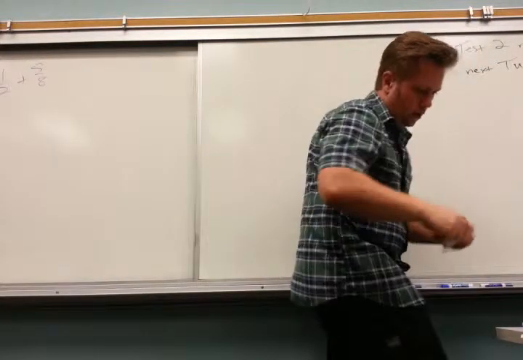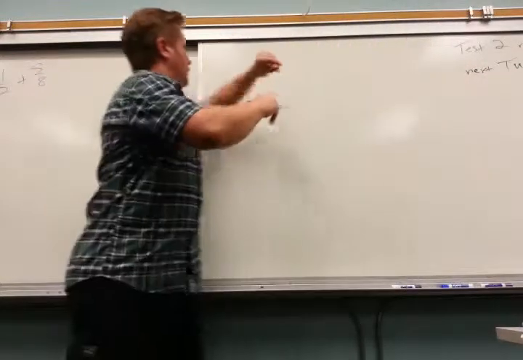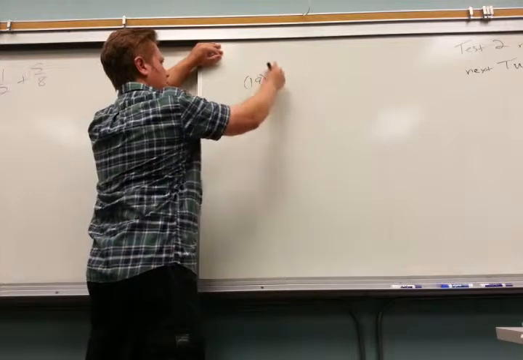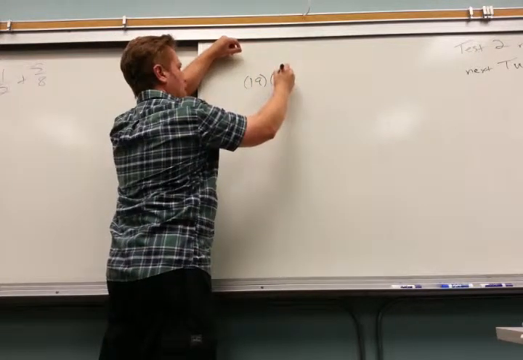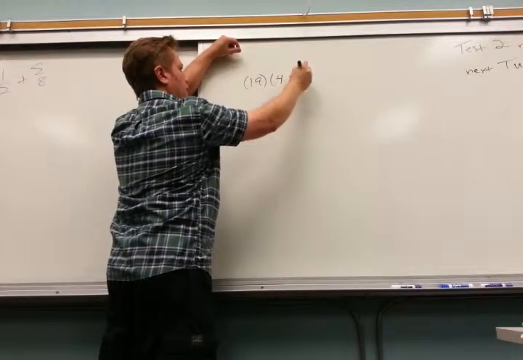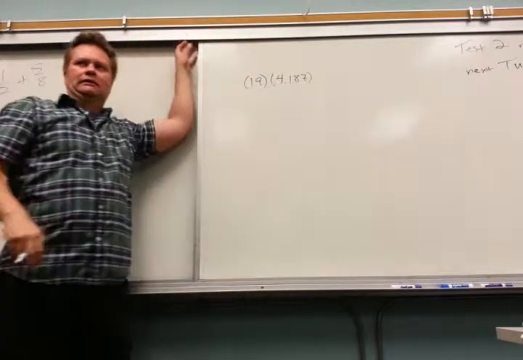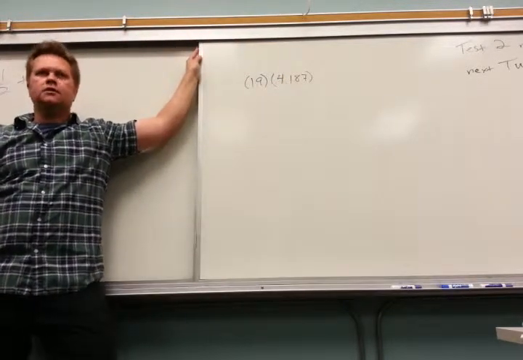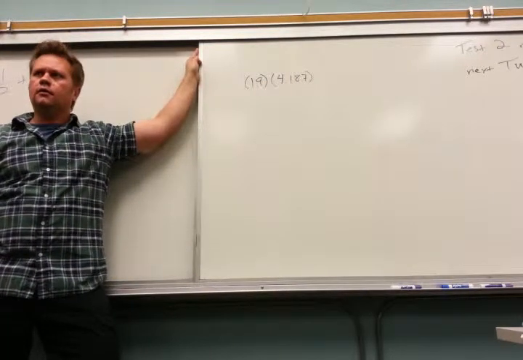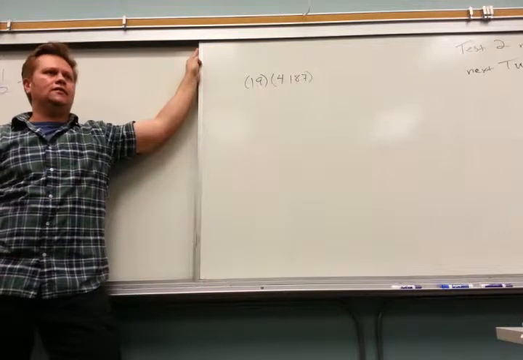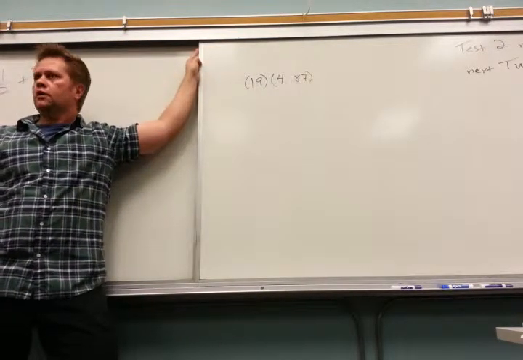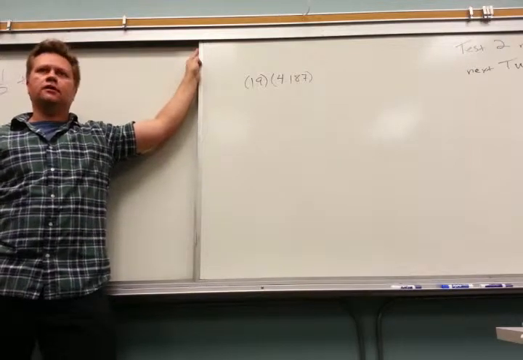All right, so when that says estimate, let me give you guys an example of estimation. If I had 19 times 4.187, if we had to do that, somebody tell me how I could estimate what that would be? Okay, 4.187 is ugly. What number is that close to? 4. And then 19, I can make that even better.